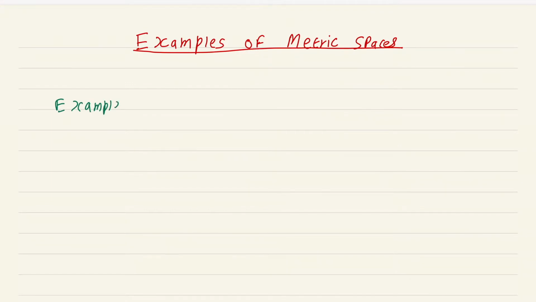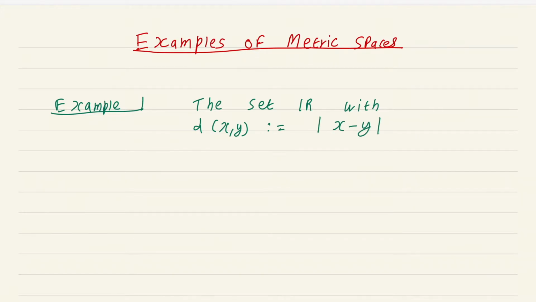This is the example with which you are most familiar because we spent a considerable amount of time in Real Analysis 1 studying this example. This is the set R, the real numbers, with d of xy by definition just being modulus of x minus y.